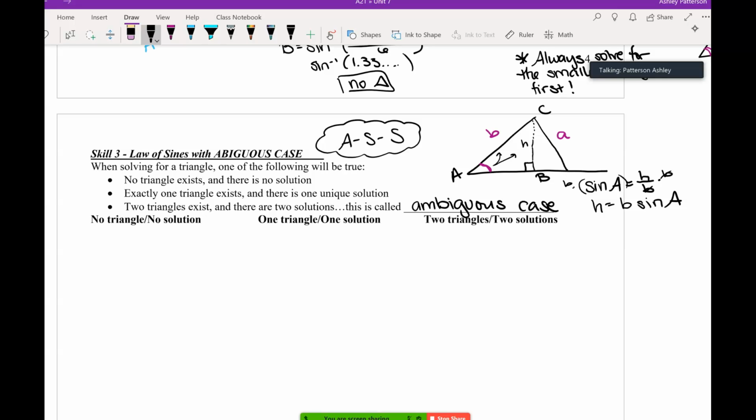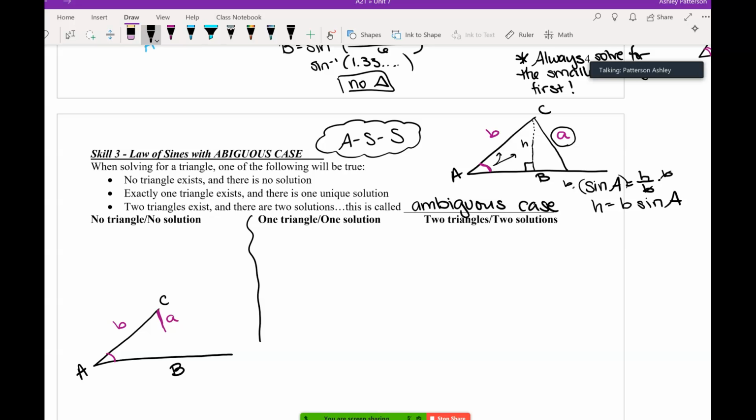Okay. So, since this is my corresponding side, I need to test and see, is it the length of the height? Because if it is, it's going to meet the base, right? If I'm given this situation where this is A, this is my given angle measure, I have little b, and then I have little a.